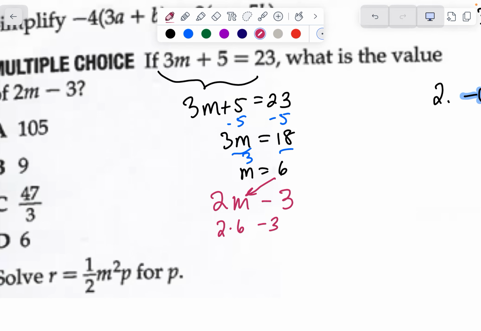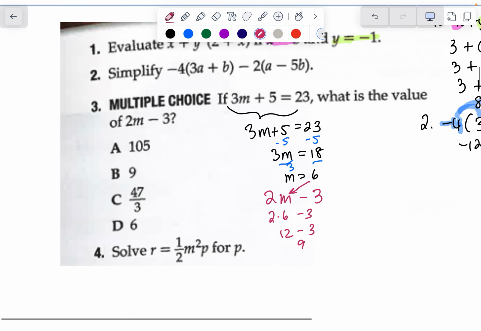Now 2m means 2 times m, which is 12. 12 minus 3 is 9. Our answer is B. Okay? Any questions about that one? There is more than one way to do those problems. I'm just kind of showing you what occurs to me.